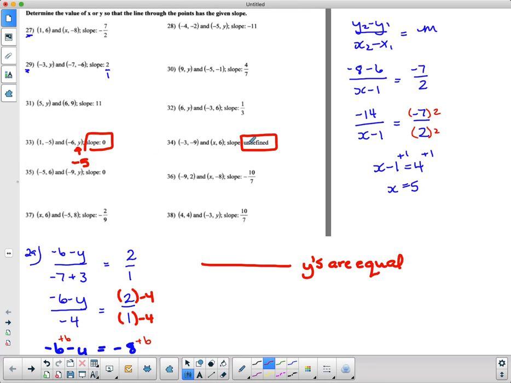And number 34, slope is undefined. Well, what kind of line has an undefined slope? That's a vertical line. And on a vertical line, all of the x coordinates are the same. Hopefully that makes sense to you. I'm just going to draw the Cartesian plane here. So we've got x here and y here. And if I have a vertical line on there, it runs through the same thing. It hits all of the different y's, but all the x's are all the same. So the x's are equal.